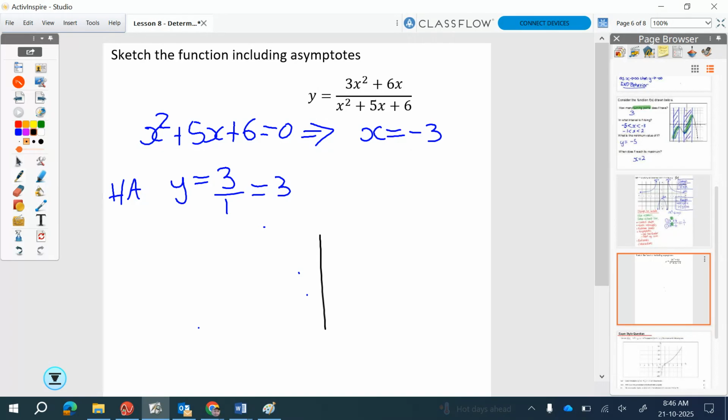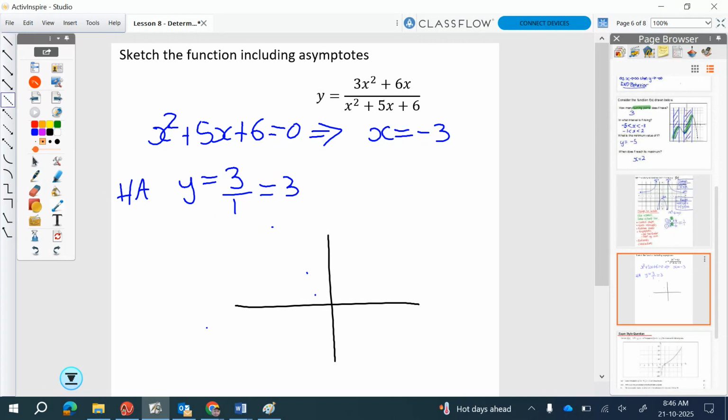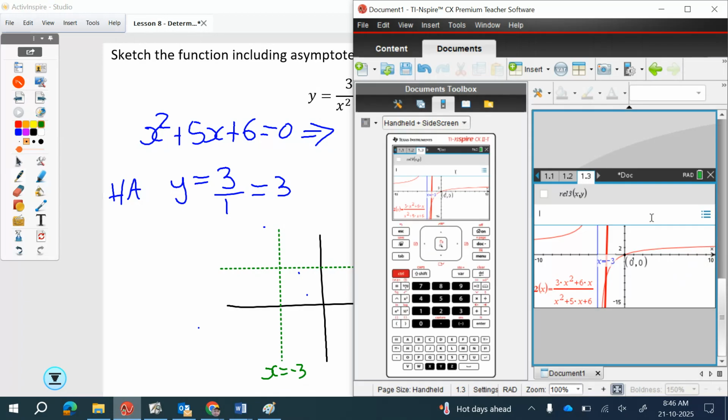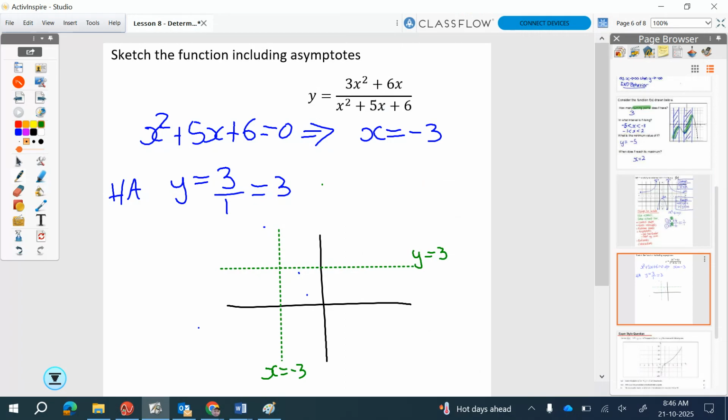To sketch, we draw our axes. We put in our asymptotes first. We have one asymptote at x equal to minus 3 and the other one at y equals 3. Label these two. For the horizontal asymptote, it's always going to be the lead coefficients divided by each other if the exponents are the same.